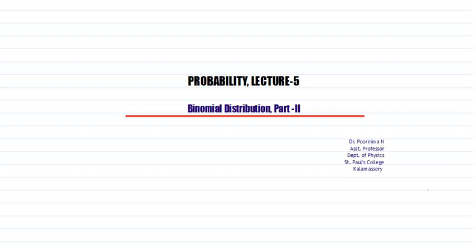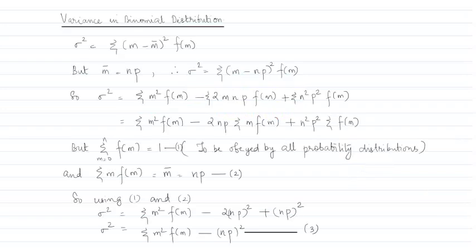In the previous lecture, we were discussing something called binomial distribution, and we shall be continuing with binomial distribution in this lecture. In the previous lecture, we had understood how to evaluate mean in binomial distribution. Now we'll see how to find out the variance in binomial distribution.